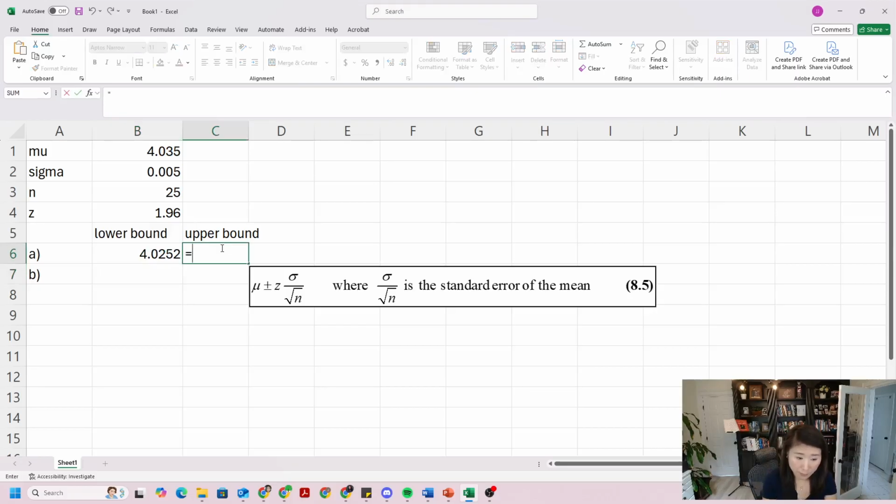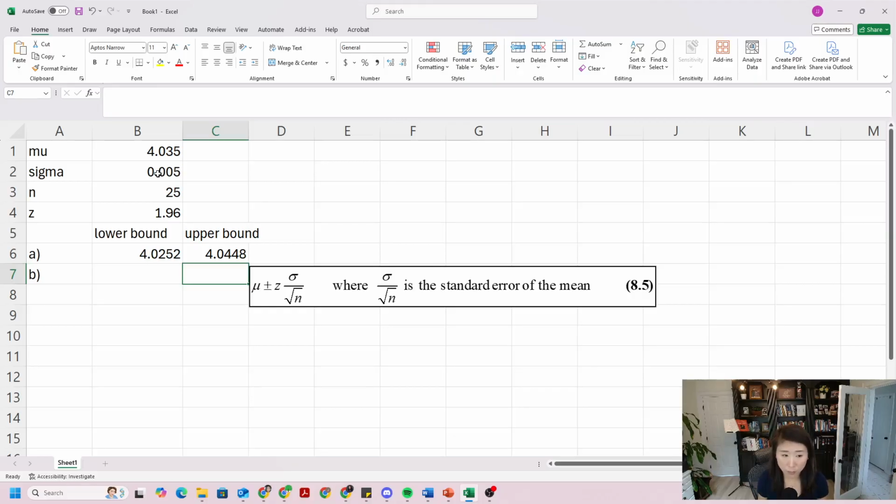4.0252. And for my upper bound, we are using the mu plus instead of minus. Using plus gives you the upper bound of the range, and times the z statistic and times the sigma. So you can see sigma times z or z times sigma, you get the same one, right? And then push enter. So that gives you the upper bound. So basically, the 95% range for that one part will be falling between 4.0252 to 4.0448.